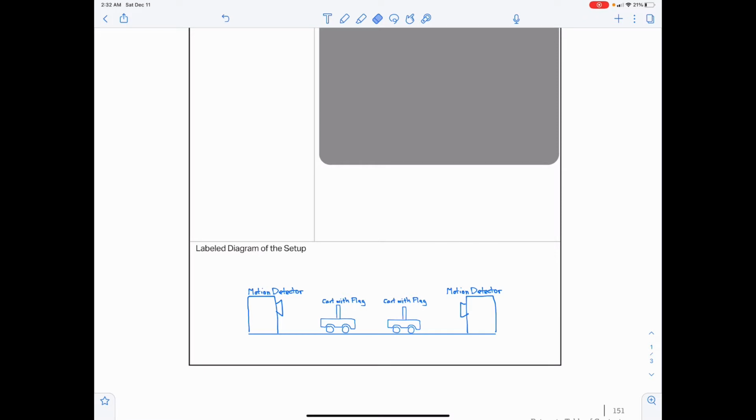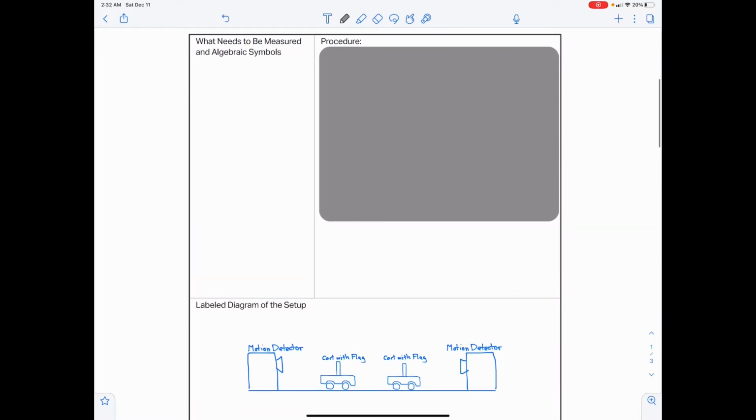Well, the diagram would have your track with two carts. The carts would have little cardboard targets or flags, something that the motion detector could read. You'll see that you'll have a motion detector on one end, a motion detector on the other end. You're going to get the two carts to essentially approach each other, collide, and then, of course, they'll rebound off each other. And the motion detector here is going to get the velocity of this cart. The motion detector here is going to get the velocity of that cart.